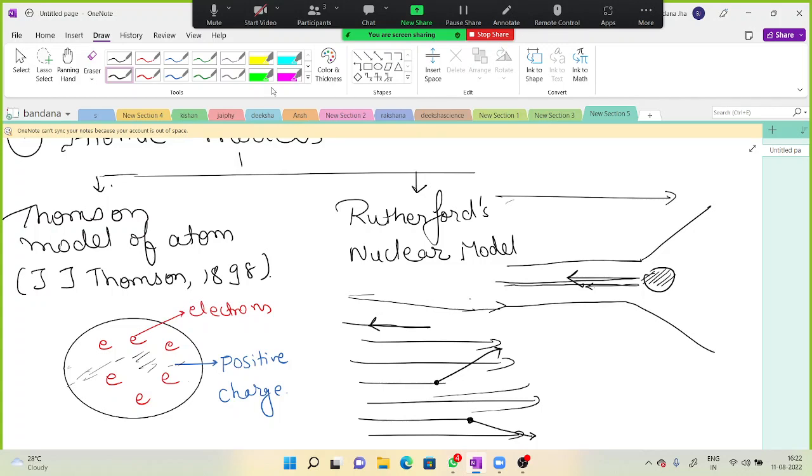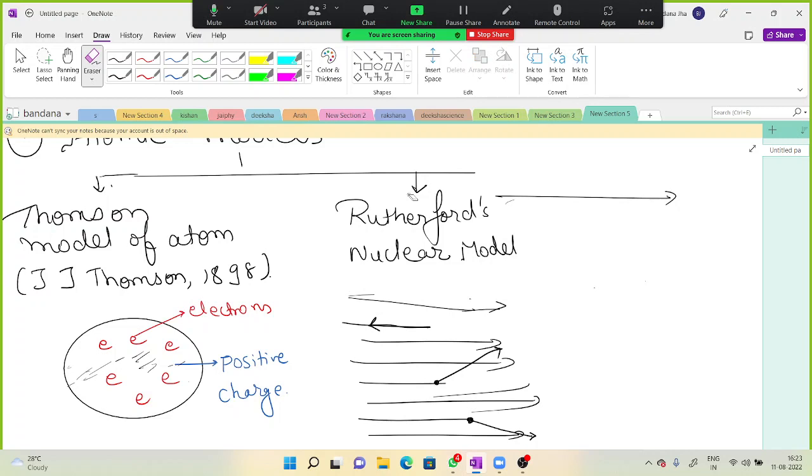It's also because of deflection, I mean because of repulsion, the curve or deflection takes place, but very few bounce back because charges repel each other. Correct? And the more details of why it is happening we will study in class 12th physics.